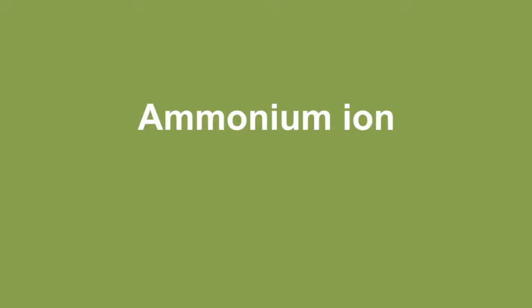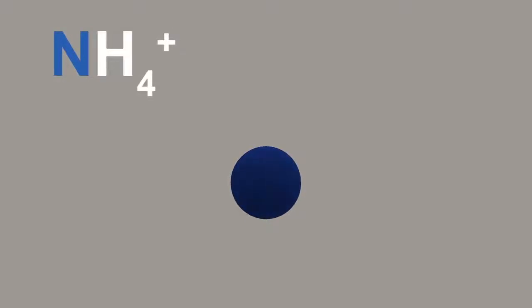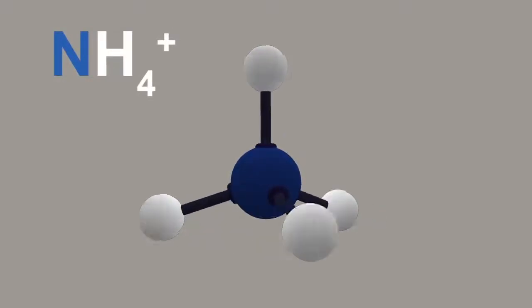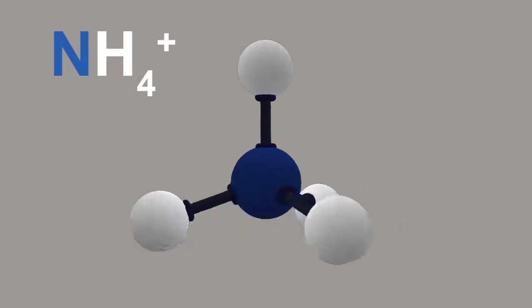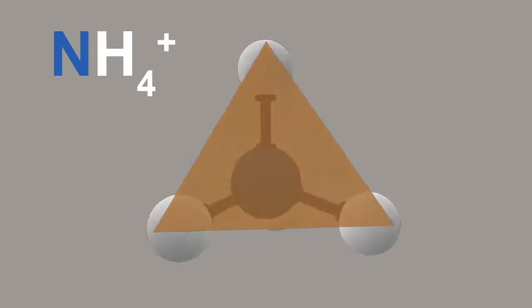You will probably have come across the ammonium ion, NH4+. Pause the video now and try and draw the shape of this molecule. This NH4+ still has 4 bonding pairs around the central atom, and therefore will be another tetrahedral shape, the same as methane.